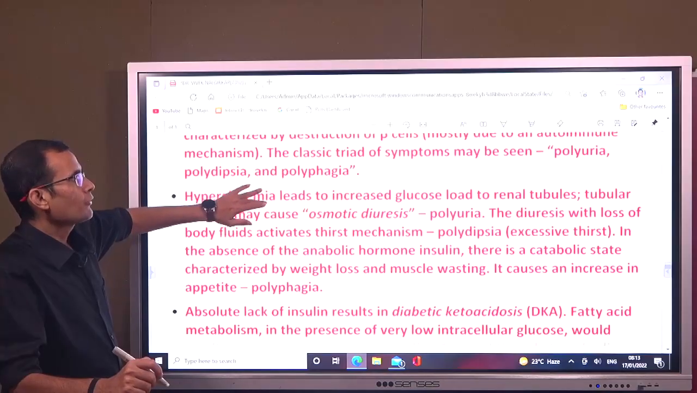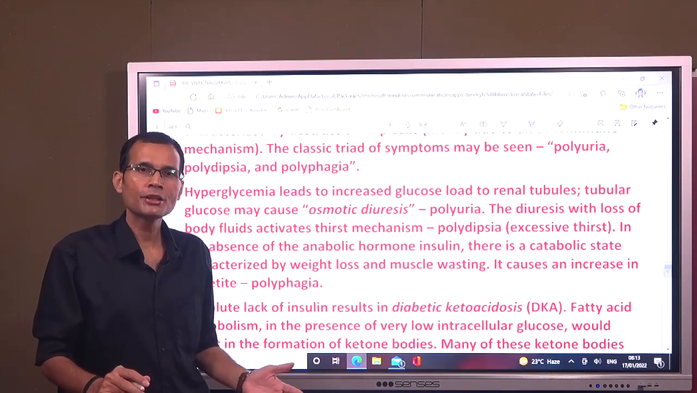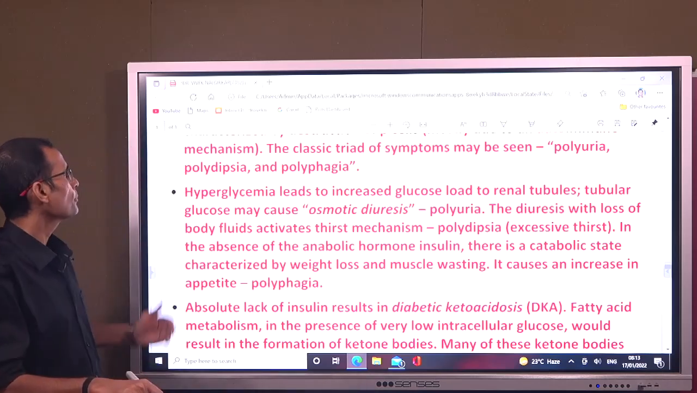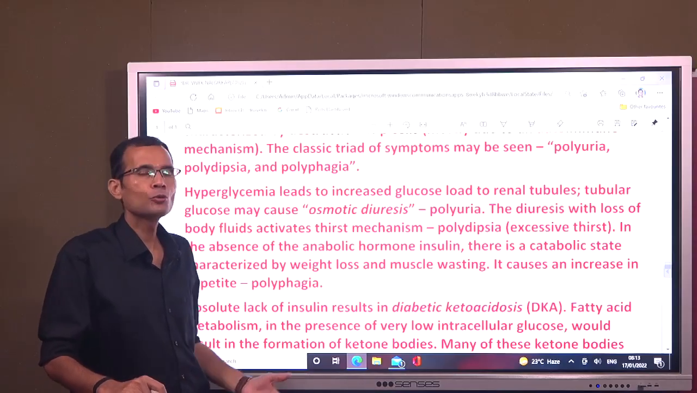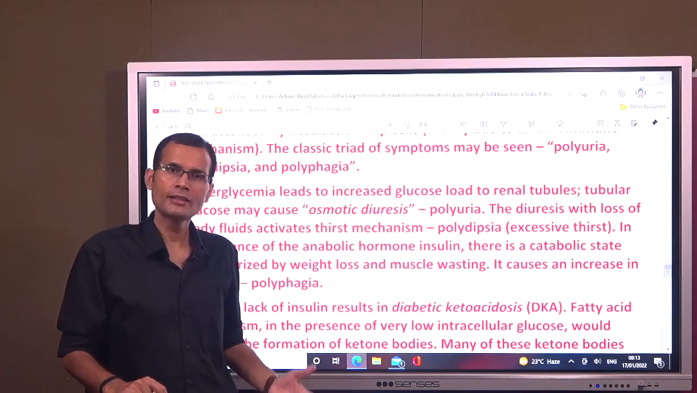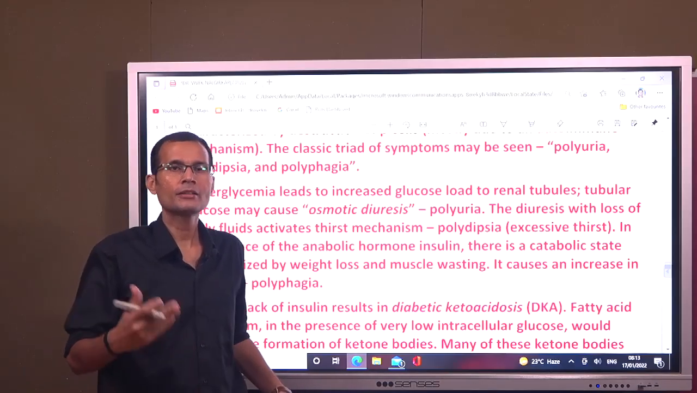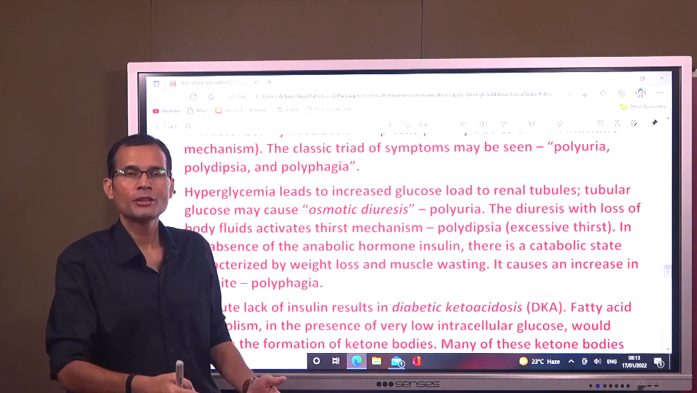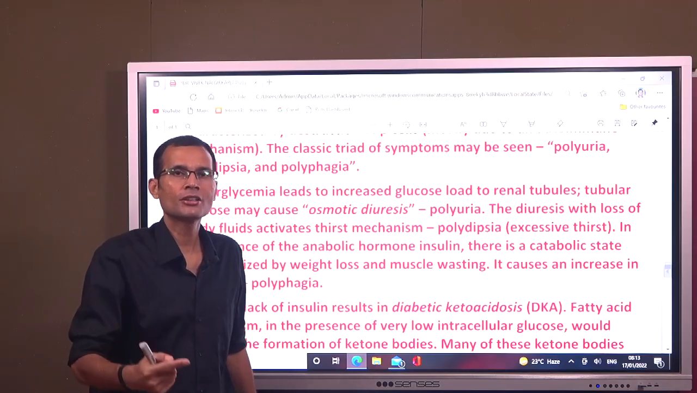And the classic triad of symptoms, you know that. This is general knowledge. Polyuria, polydipsia, polyphagia. Excessive urinary output, excessive thirst, and excessive hunger. Since glucose is there in the plasma but is not able to enter the cells, the cells are basically hypoglycemic, and the hypothalamic neurons are not able to take up the glucose and metabolize it, so there will be constant hunger, polyphagia.